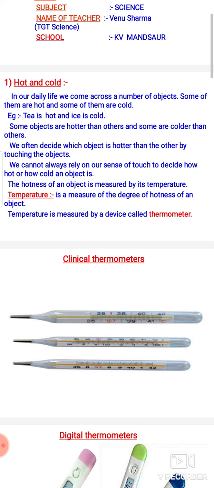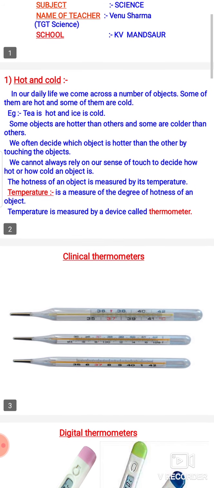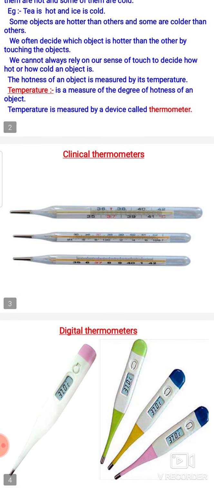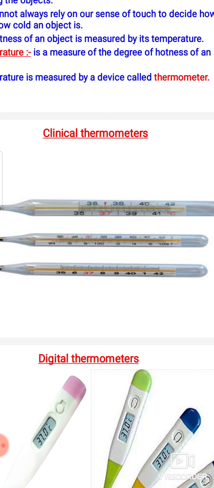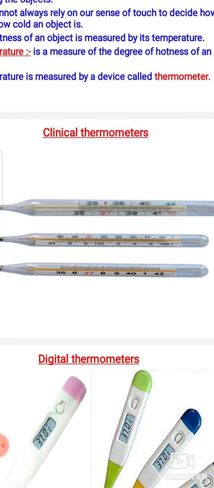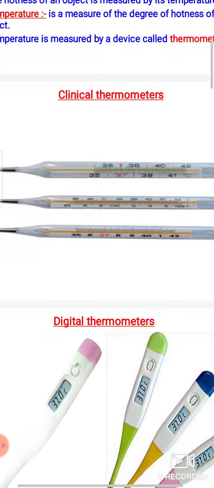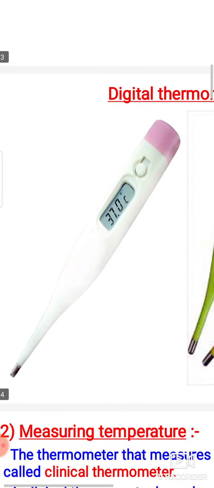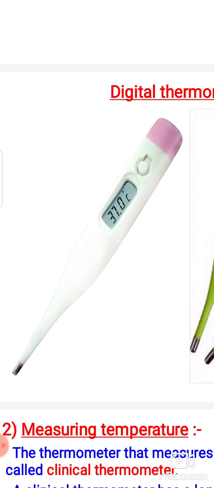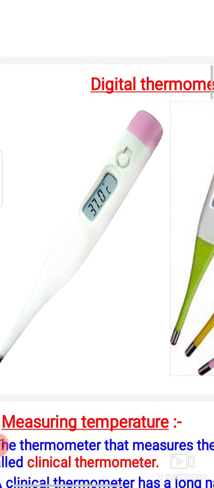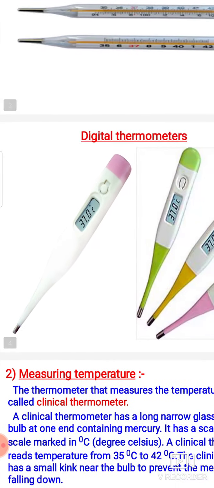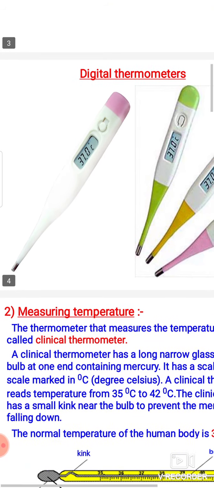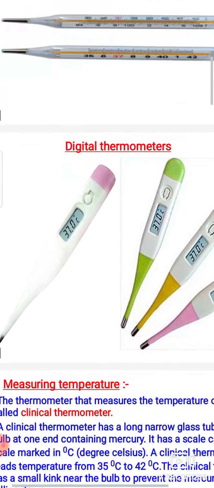Thermometer is a device which measures temperature. And what is temperature? Temperature is the measure of the degree of hotness of an object. You can see that these are clinical thermometers. These are the pictures of clinical thermometers. And some of you might have seen digital thermometers. These are digital thermometers. Nowadays we have digital thermometers at our homes also. So we can measure the temperature with either a clinical thermometer or a digital thermometer.